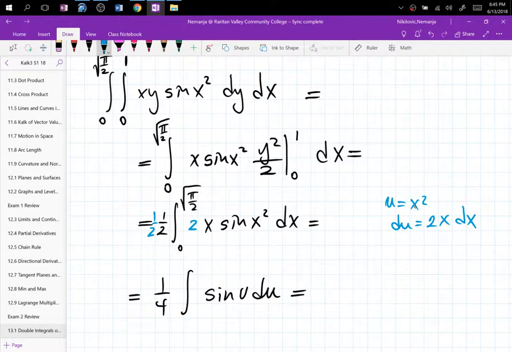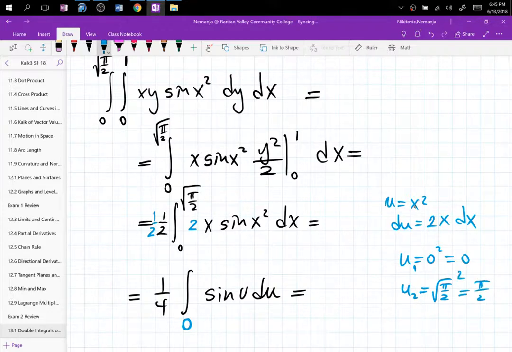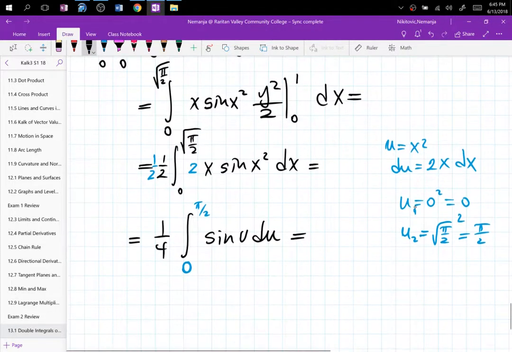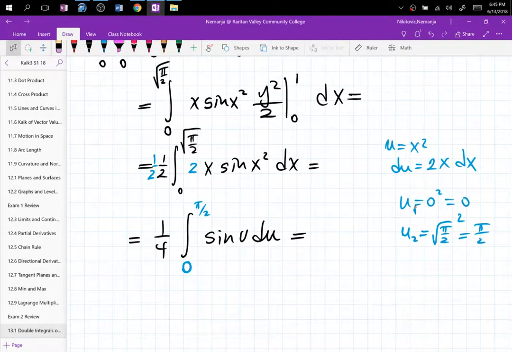So plug in 0, which is 0 squared, we get 0, so the bottom limit remains 0. Plug in the square root of pi over 2, and that squared just gets pi over 2. I change the limits of integration so that I don't have to go back to the x variable and then also deal with the square root of pi over 2. I changed my variables, and now I have a much easier integral to deal with.